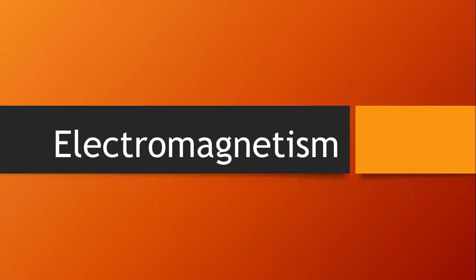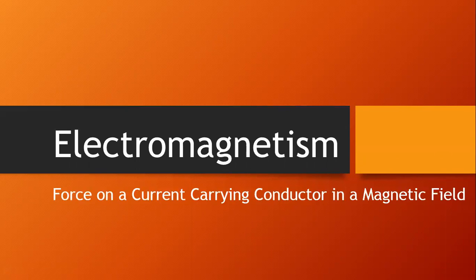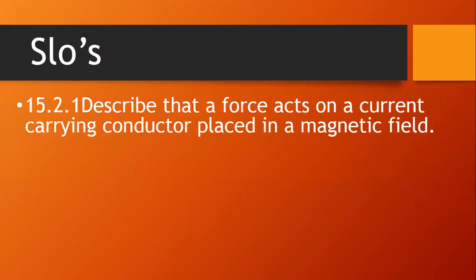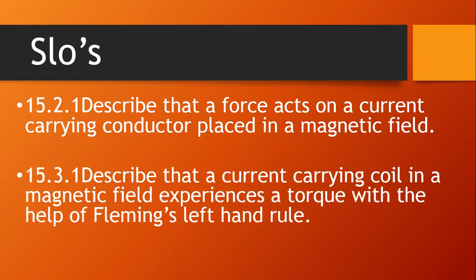Assalamu alaikum students. Today our topic is electromagnetism and subtopic is force on a current carrying conductor in a magnetic field. We are going to do the SLOs. Describe that a force acts on a current carrying conductor placed in a magnetic field. Second SLO is describe that a current carrying coil in the magnetic field experiences a torque with the help of Fleming's left hand rule.